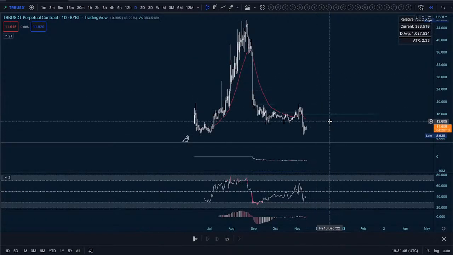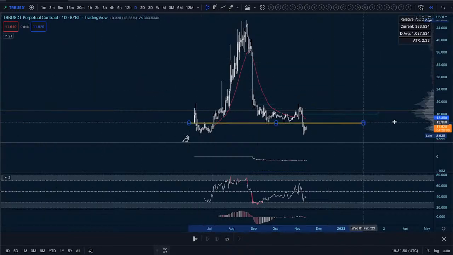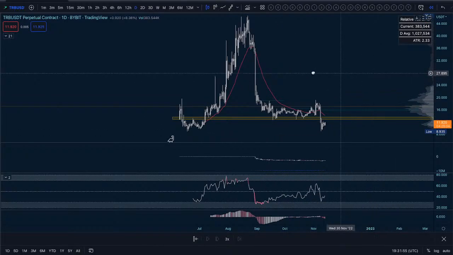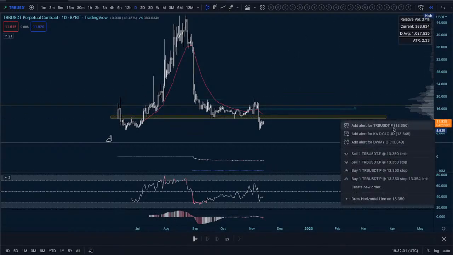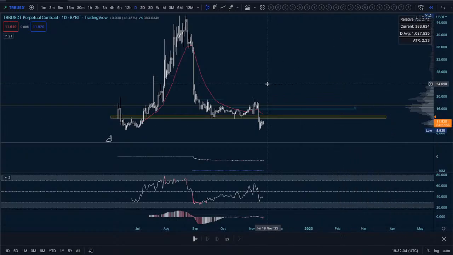Again, this guy, TRB. There is one level that is important. That's it, there is nothing else. This is the level. If it breaks and holds, then we'll think about it. Other than that, not really interested in this.